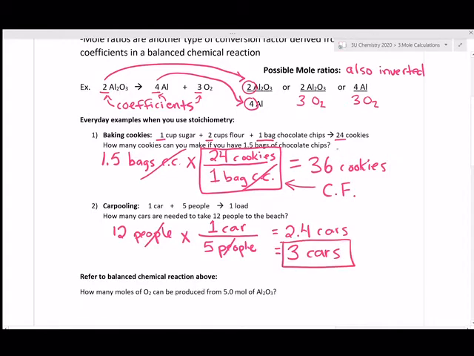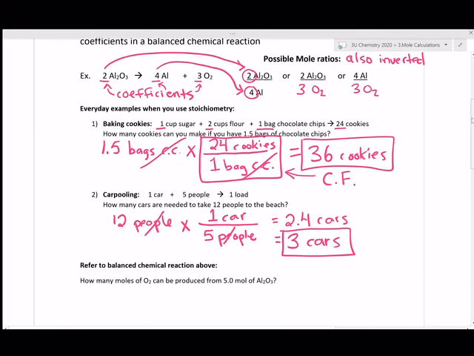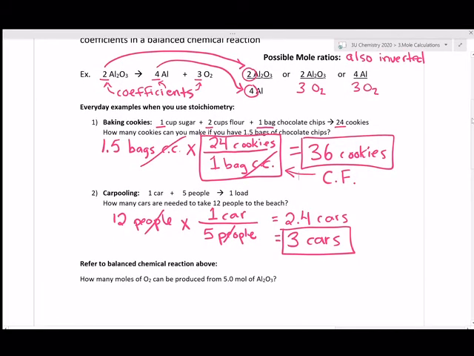Should just put boxes around our final answers because that is a good practice. Okay, so that's how easy stoichiometry is. Now, we're going to do an example that is with chemistry, and we'll use the same reaction that we have up here, the aluminum oxide decomposing into aluminum and oxygen. So, question is, how many moles of oxygen can you produce from 5 moles of aluminum oxide?